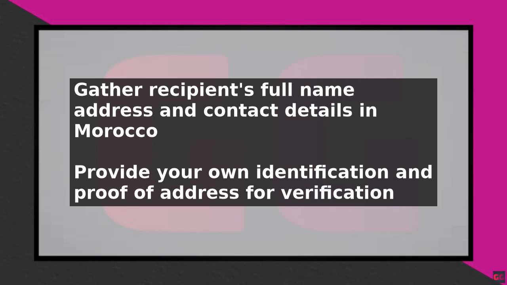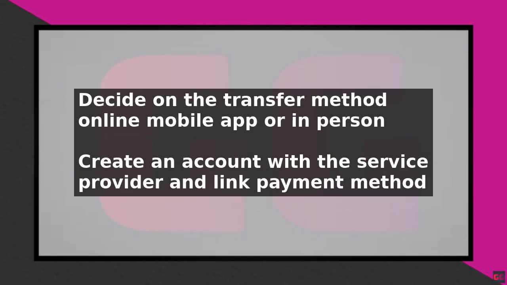If you choose to transfer online or via mobile app, you will need to create an account with the service provider and link your payment method, such as a bank account or credit card. Once you have set up your account, enter the recipient's details and the amount you want to send in Pakistani rupees. The service provider will convert the amount to Moroccan dirhams and display the exchange rate and any transfer fees.